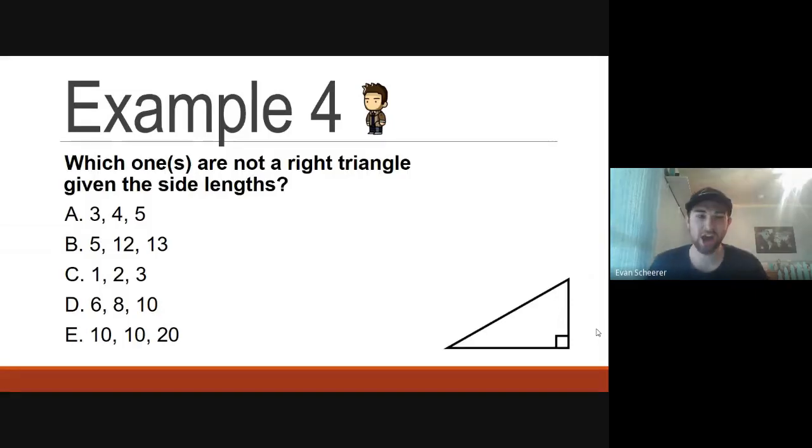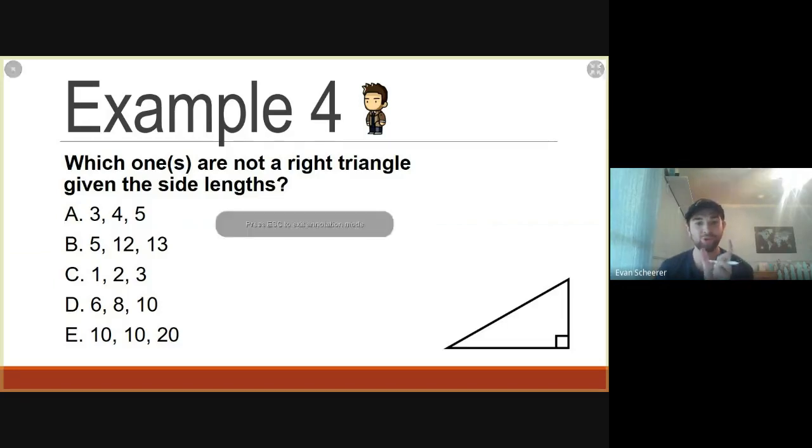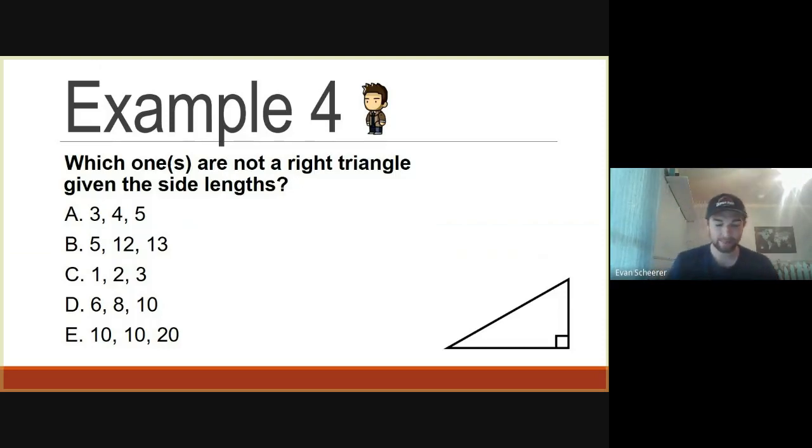Which ones are not a right triangle given the side lengths? Let me show you guys a little bit of a trick. Remember how I said the hypotenuse always has to be the longest side? It does always have to be the longest side, but the two legs together must be longer than that third, hypotenuse side. So what I mean by that, let me go ahead and do share screen, and then I will do A, B, and C.